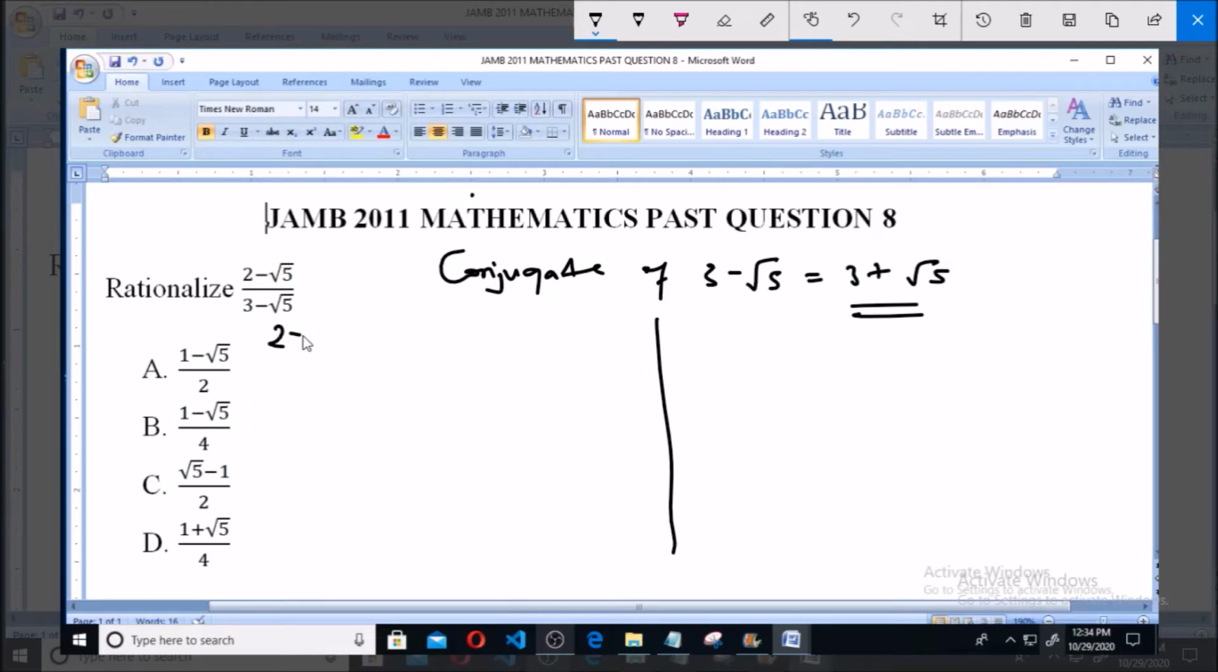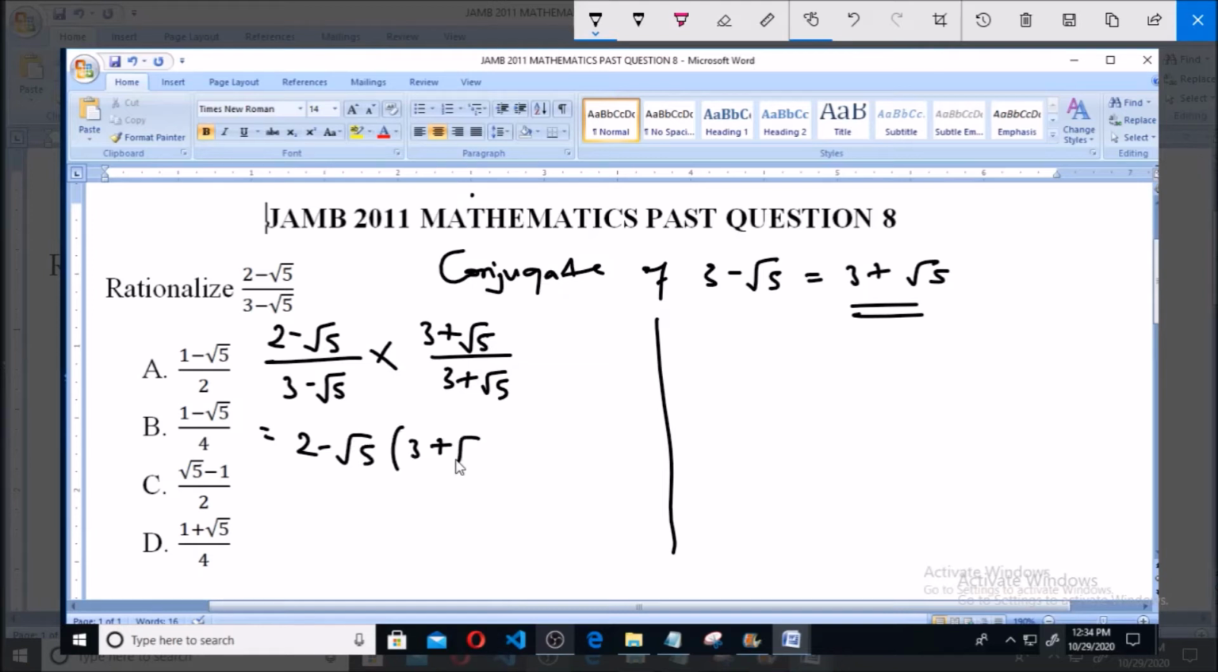2 minus root 5 all over 3 minus root 5 multiplied by 3 plus root 5 all over 3 plus root 5. So here now, this will give us 2 minus root 5 into 3 plus root 5 all over 3 minus root 5 into 3 plus root 5.